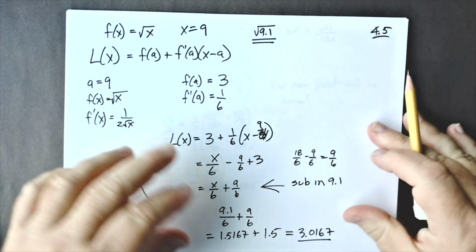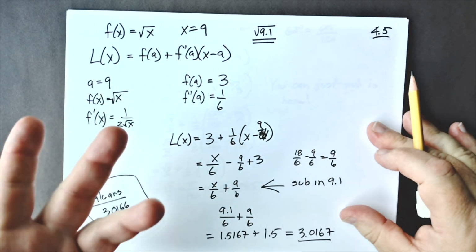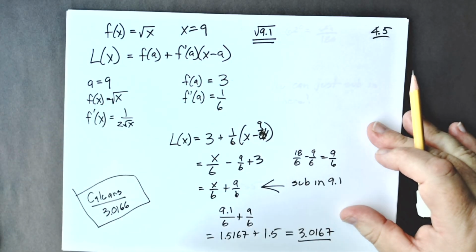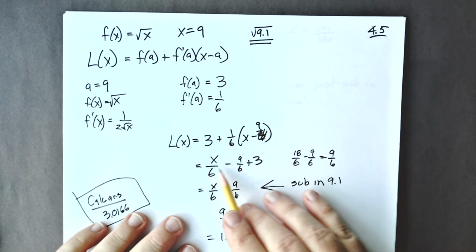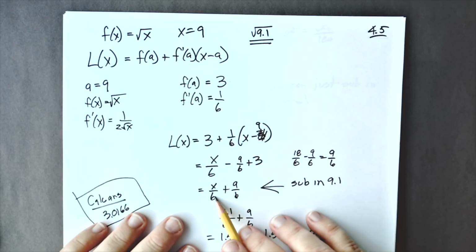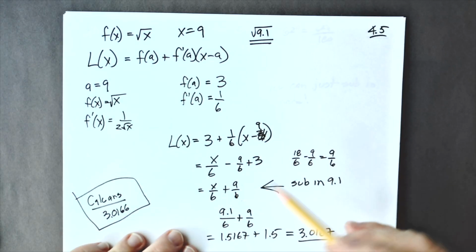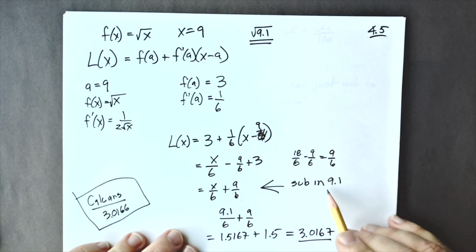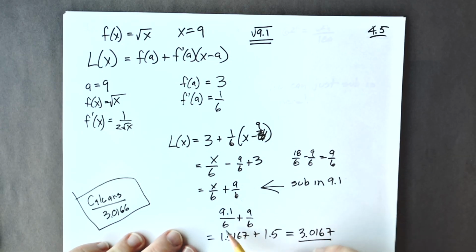And you can simplify this if you want. You don't need to, because you're just going to substitute into x here. I went ahead and did some simplification, so I got x over 6 plus 9 over 6. From here, we're just going to sub in 9.1. So 9.1 divided by 6 plus 9 over 6. We get this plus a half, and we get 3.0167. I just rounded to 3 decimal places.